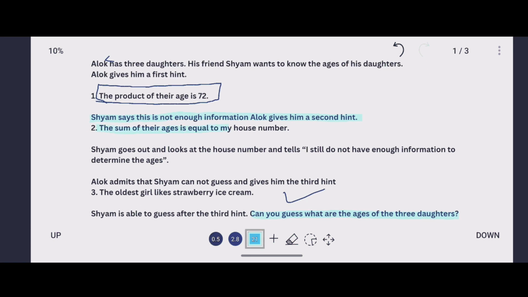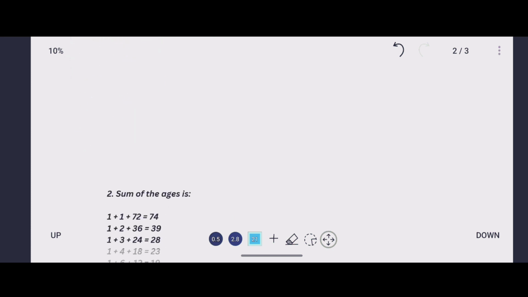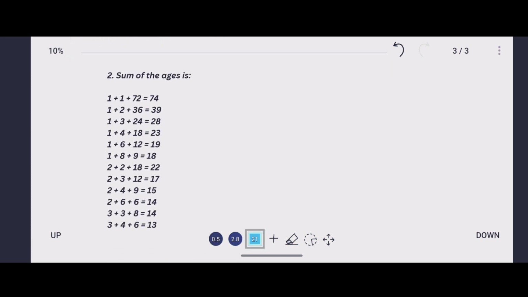the sum of their ages is equal to my house number. So what we have to do now is find all the possible summations. I have just added all those ages with each other and found all the possible combinations, right? Now you see, all the additions which I have got are unique except only two additions.